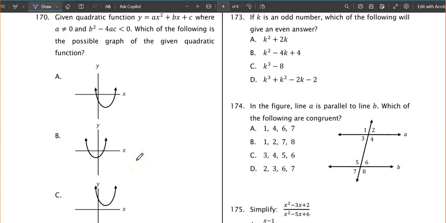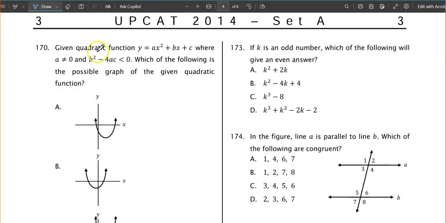Let's do 170. Given the quadratic function y is equal to ax squared plus bx plus c, where a is not equal to 0 and b squared minus 4ac is less than 0, which of the following is the possible graph of the given quadratic function? So remember, it's stated here that the discriminant is less than 0.